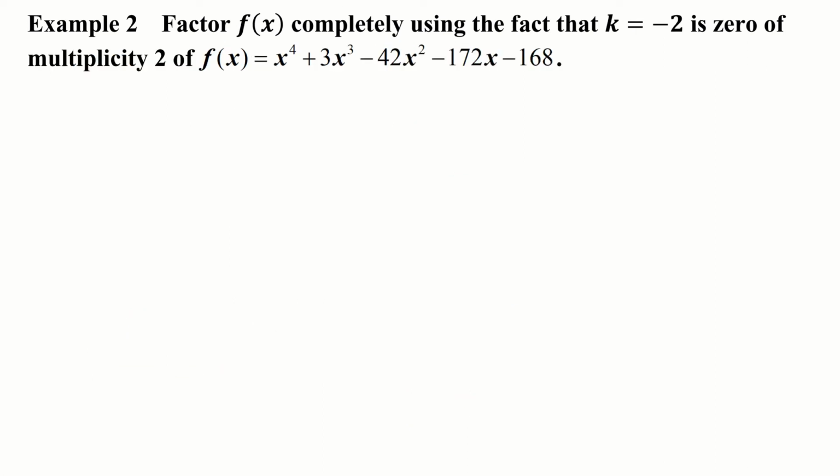Okay, for our next one, we're going to factor this completely using the fact that negative 2 is a 0 of multiplicity 2. That means it's a 0 of this function twice. So in other words, x minus negative 2, which is another name for x plus 2, is going to appear in the factorization twice. So we're going to have x plus 2 times x plus 2 times some other polynomial, right?